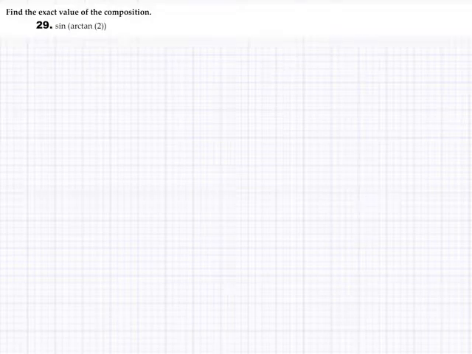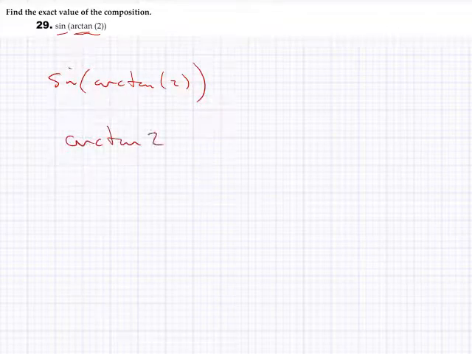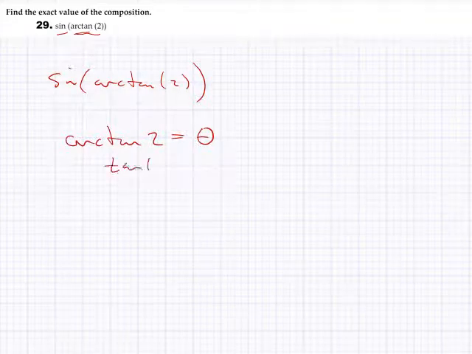So here what we want to do is evaluate this composition. Now, since we're taking the sine of the arctan, these don't cancel each other out, so we have to take the arctan of 2 first. So you have the sine of the arctan of 2. We first take the arctan of 2, so we have to figure out what angle that's going to be. That's the same thing as saying the tan of theta equals 2. And then we're going to have to take the sine of that angle.